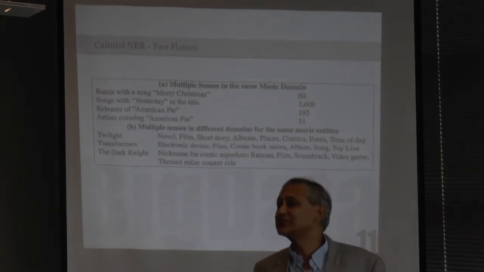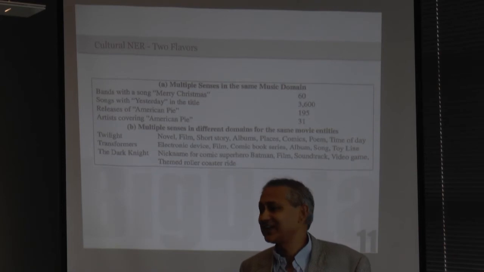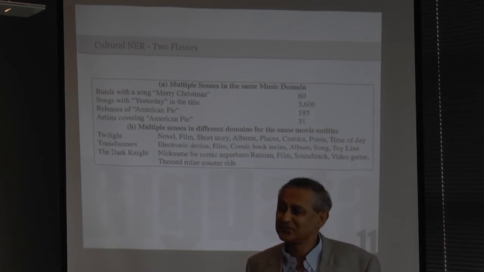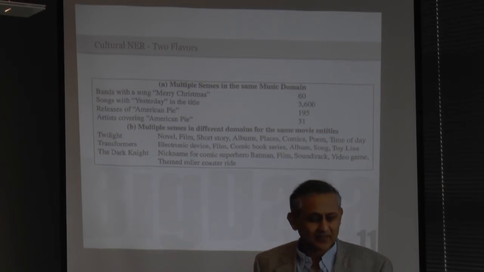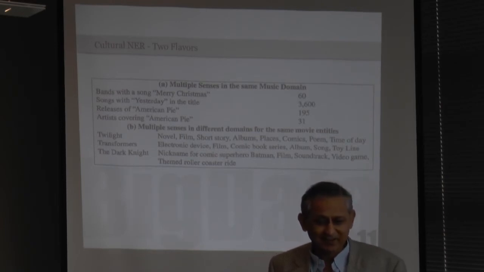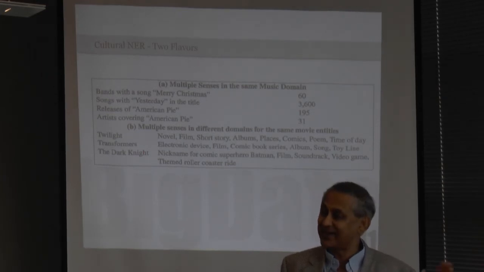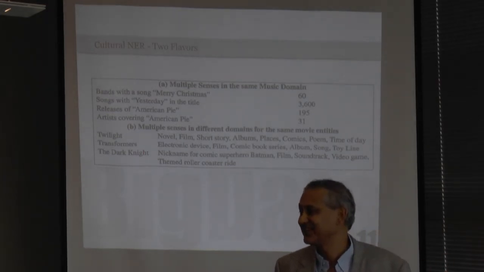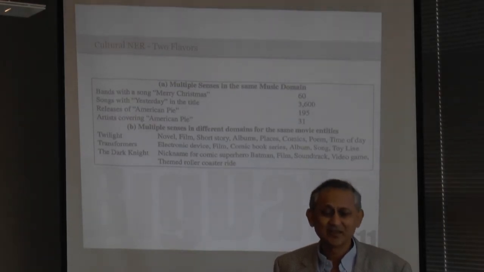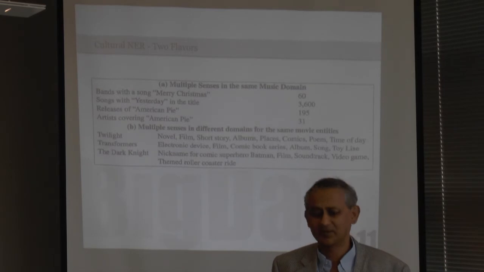Then you can't tell who the artist is. Then you can't tell what the genre is. All those things you would like to know, right? There are 195 releases of American Pie. And artists covering American Pie, there are 31 of them, right? Bands with the song Merry Christmas, there are 60 bands with the song Merry Christmas, right? So this shows you the challenge in understanding social media content, particularly understanding the sense in this case.